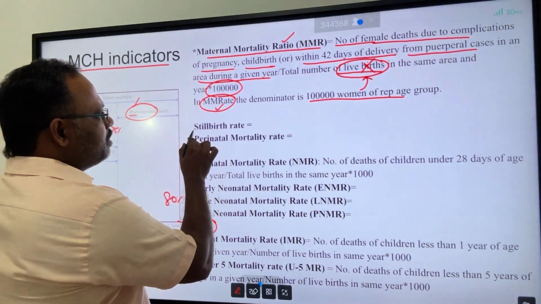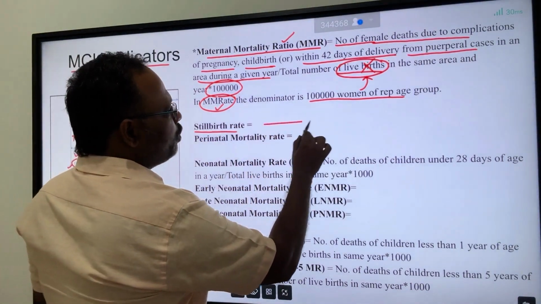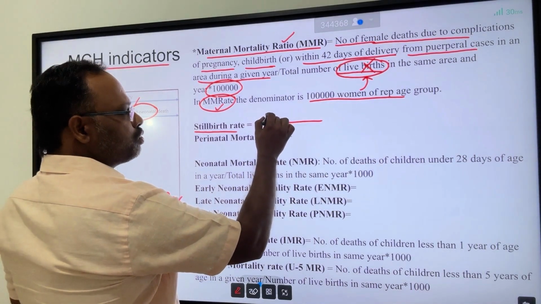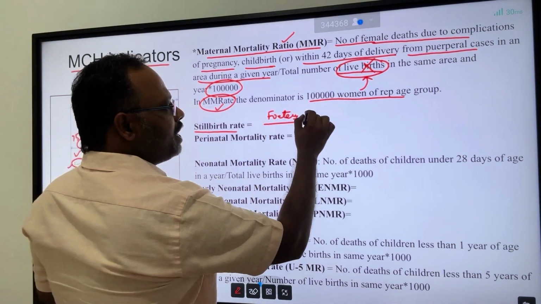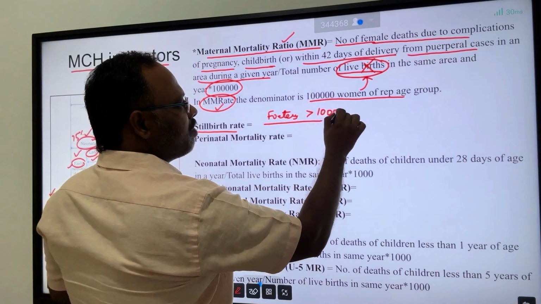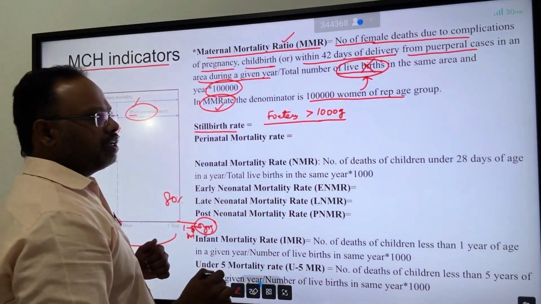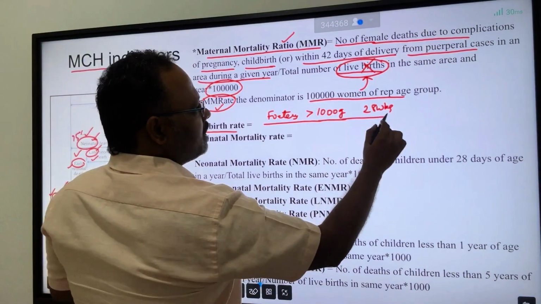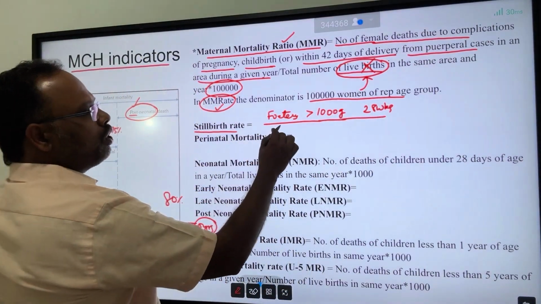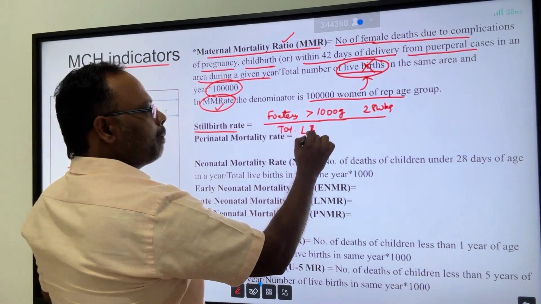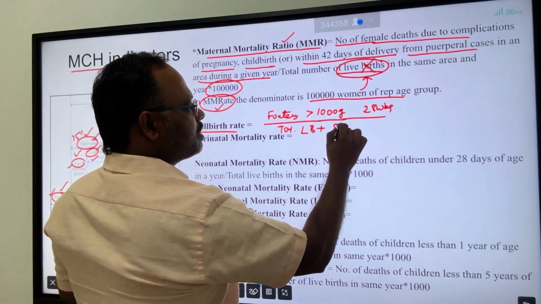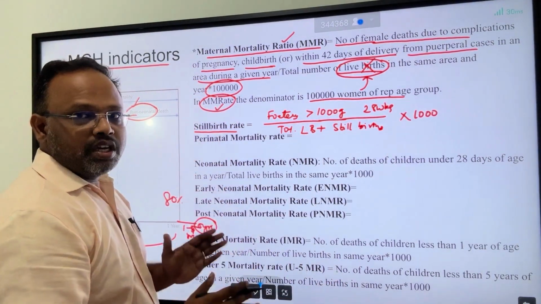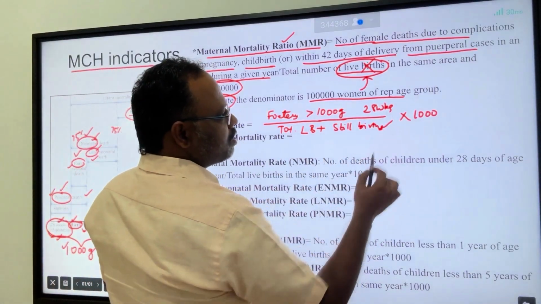Then we have stillbirth rate. As I told, the numerator will be the total number of fetuses not showing life, which weigh more than 1000 grams, or completing 28 weeks. Then the denominator will be the total number of live births plus the stillbirths, into 1000. So it is the number of stillbirths per 1000 births, and we need to include the stillbirths also here.